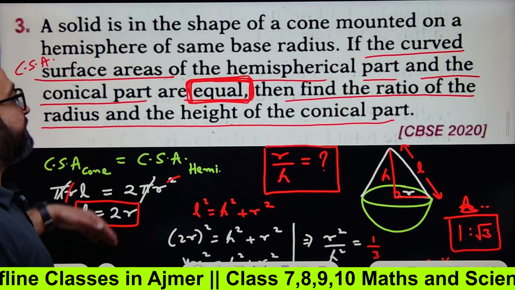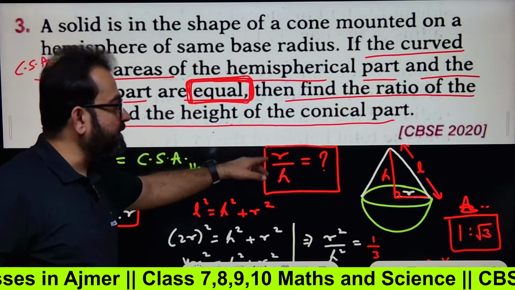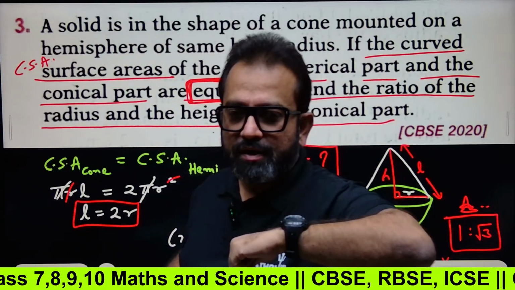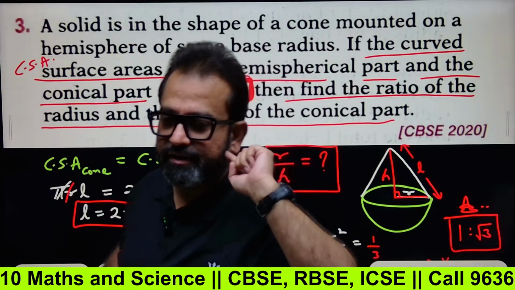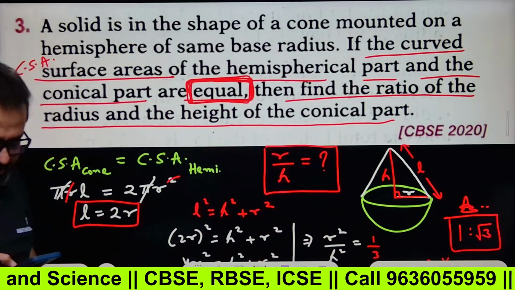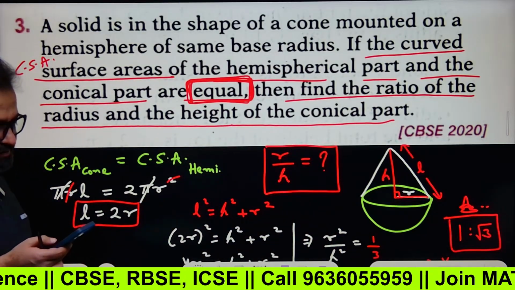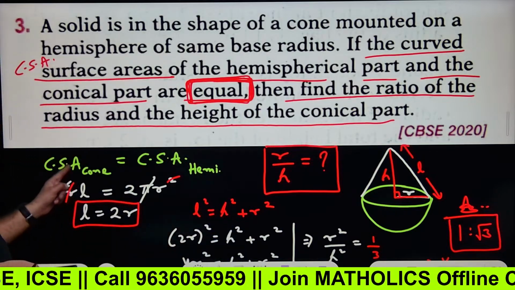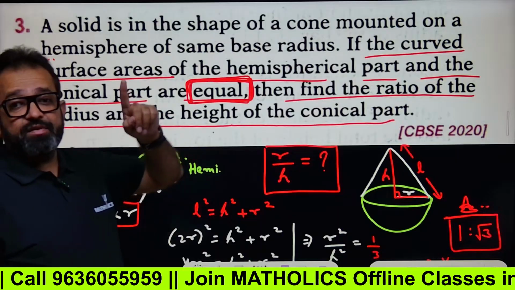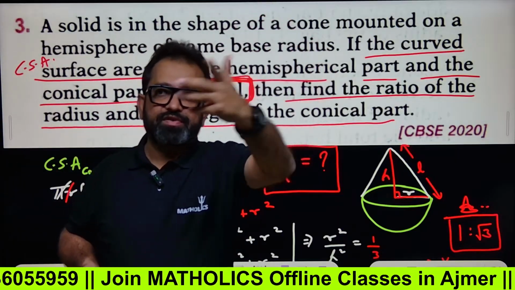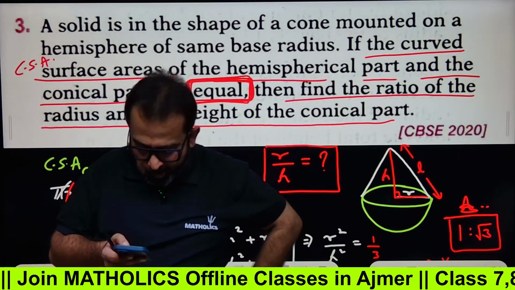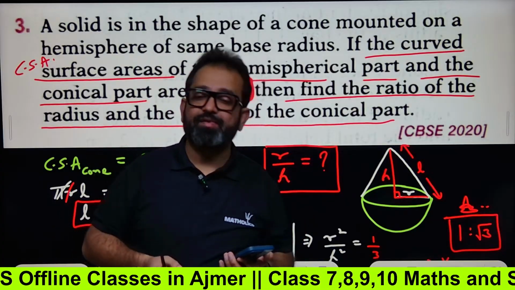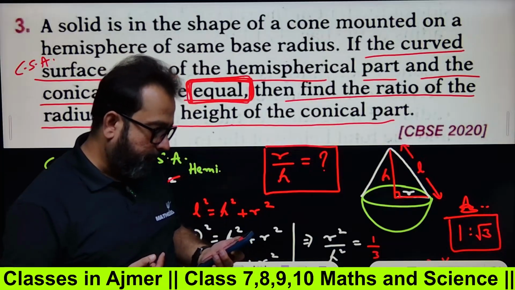Now find the ratio of the radius and height, meaning r upon h you have to find out. What is given? The curved surface area of the cone and the curved surface area of the hemisphere are equal. So how to find out? Tell me. Curved surface area of the cone will be pi r l, which equals the curved surface area of the hemisphere. What is the formula for the curved surface area of the hemisphere? Anyone in the comments? I'm waiting for you.